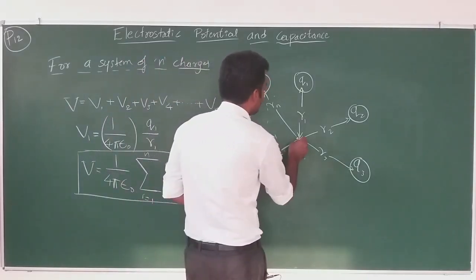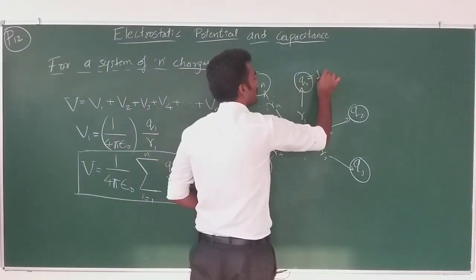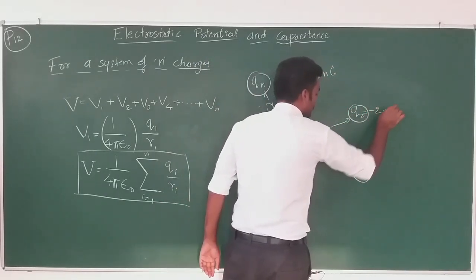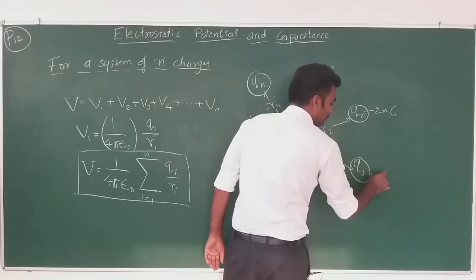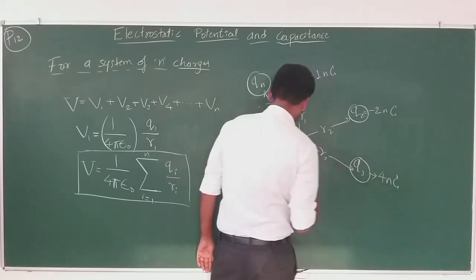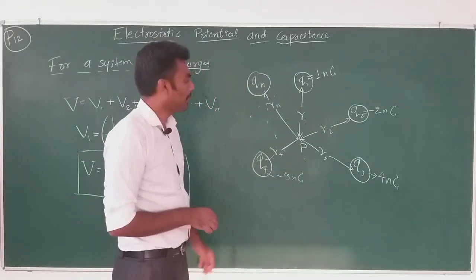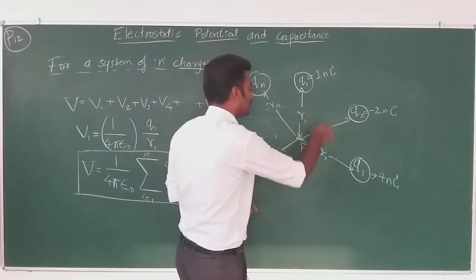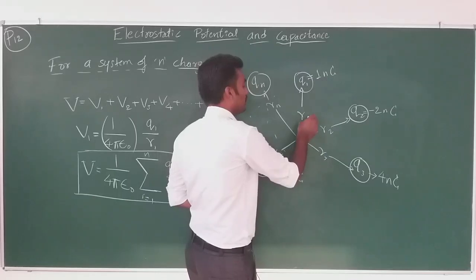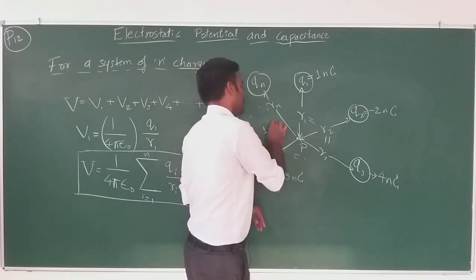Say we have this point P here. Now I will give these charges certain values. Let Q1 be 1 nanocoulomb and Q2 be minus 2 nanocoulomb, Q3 be plus 4 nanocoulomb. Let Q4 be minus 5 nanocoulomb. The distances from P to the charges can be different, but for simplicity I will keep R1 equal to R2 equal to R3 equal to R4 equal to 1 meter, just as an example.